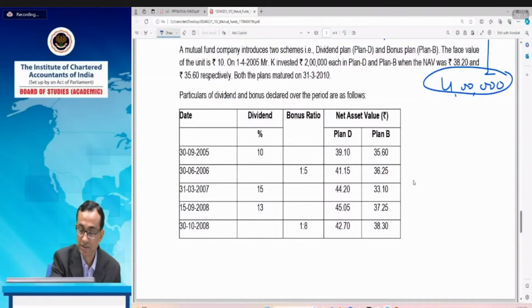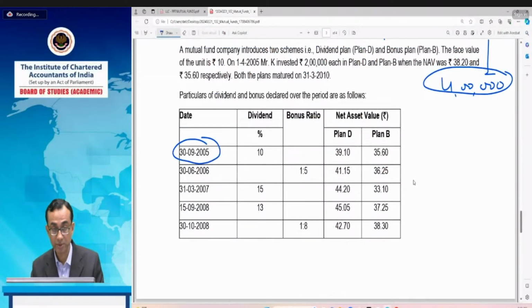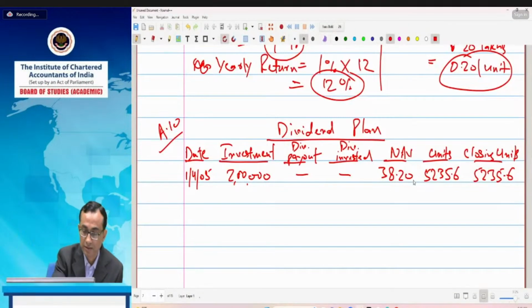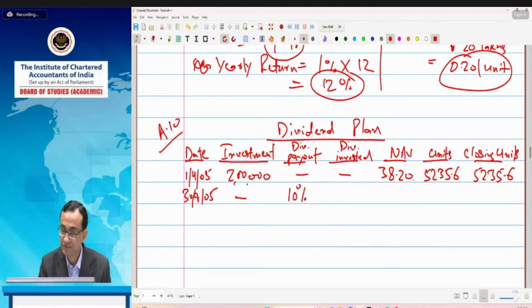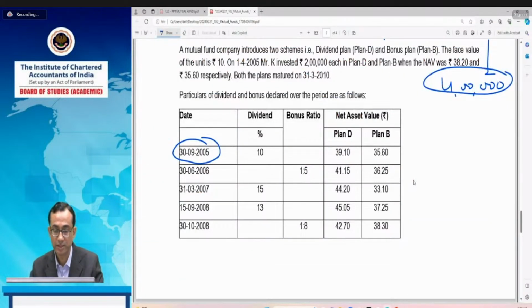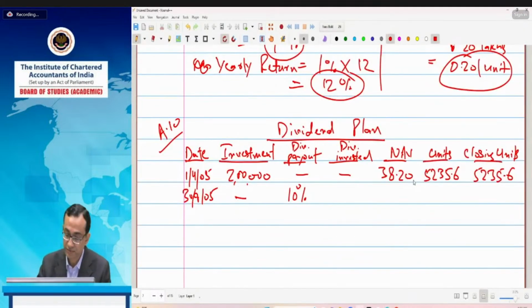dividend is declared on this day, 30th of September 2005, 10% dividend. Now we write the date, 30th September 2005. The dividend payout 10%. And what is the dividend total amount? We will calculate on the units with the face value, because dividend is calculated on the face value itself. That is the opening NAV. It is 10 rupees. So 5235.6 multiplied by 10 into 10%.